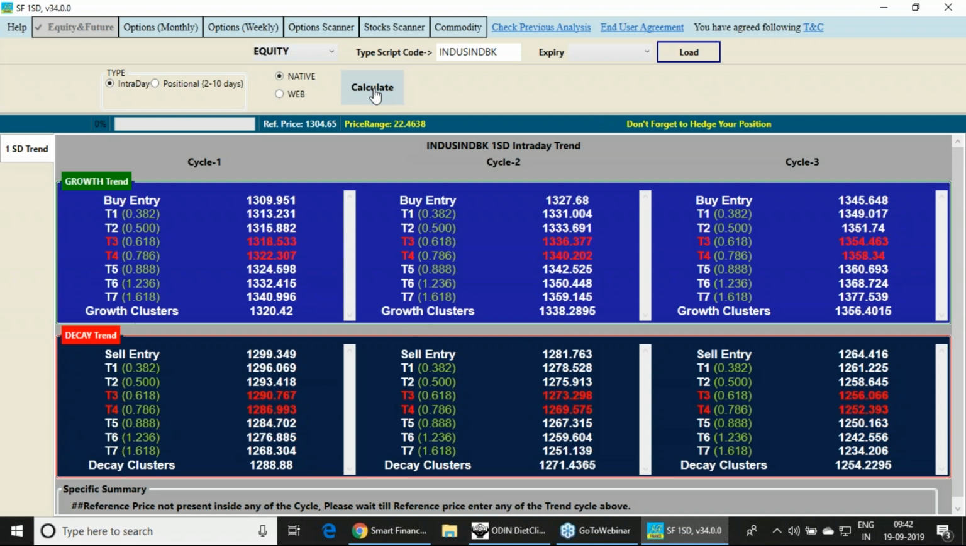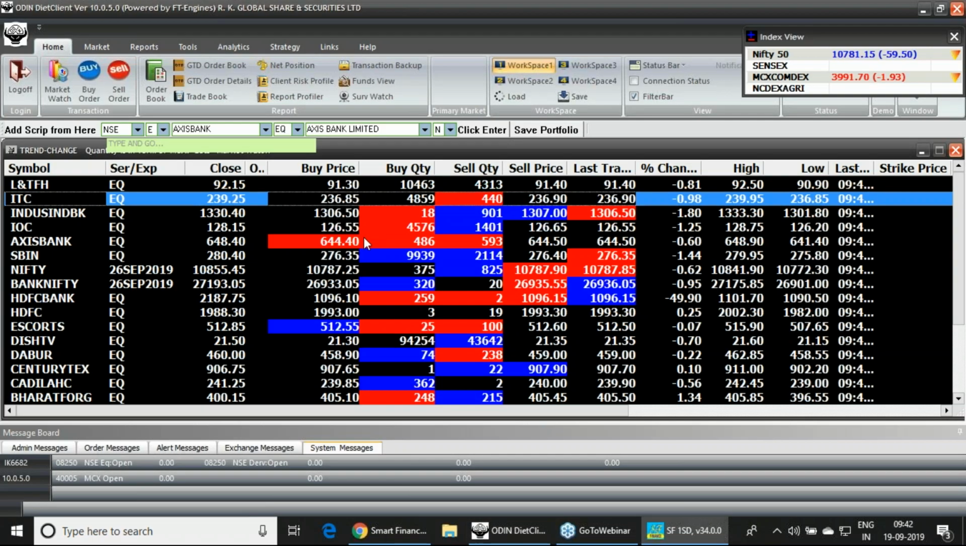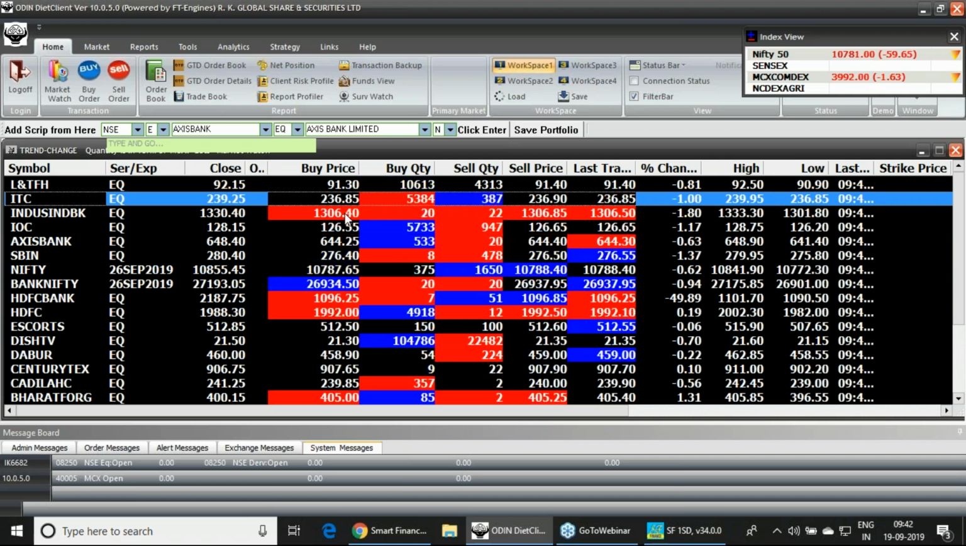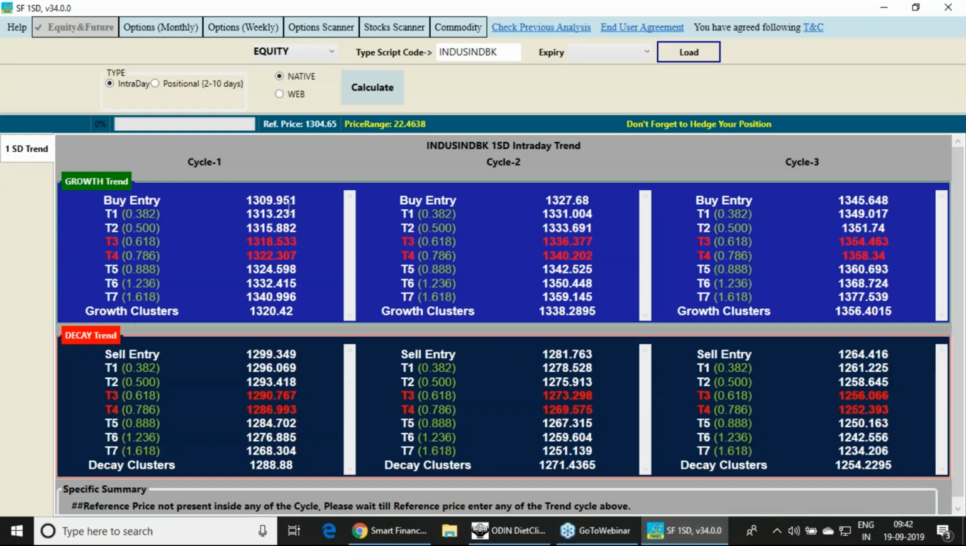So currently the IndusInd Bank is at 1306 rupees, 1306.4. Note it down. At 1310 you should buy. Keep a stop loss of 1296. Target will be 1318.50. So quickly we'll be analyzing that. IndusInd Bank I have taken.